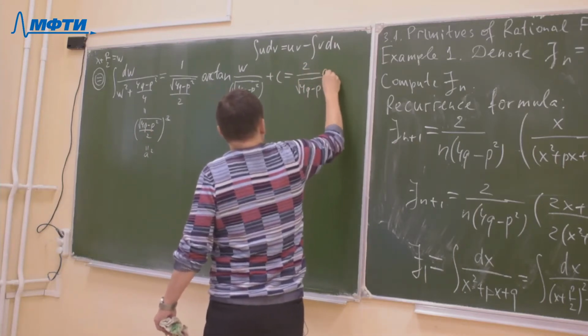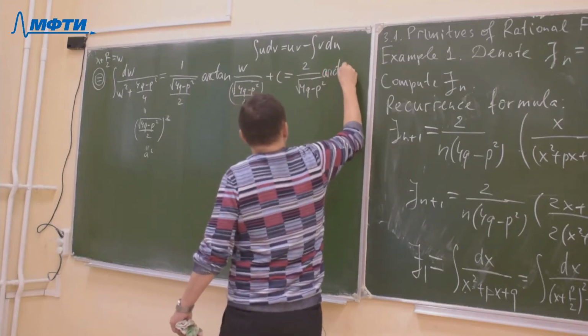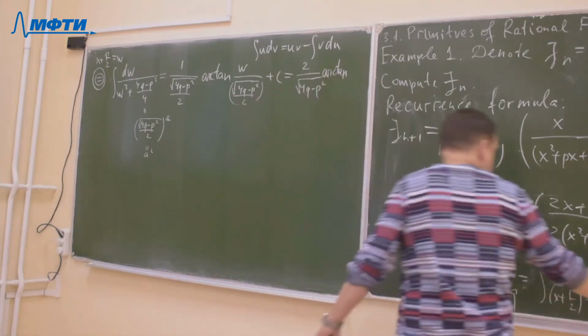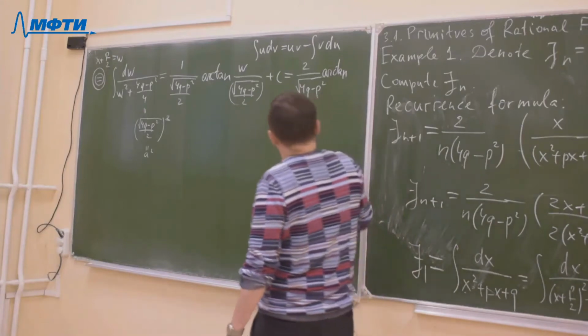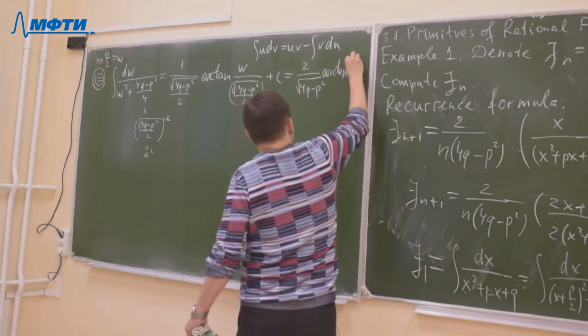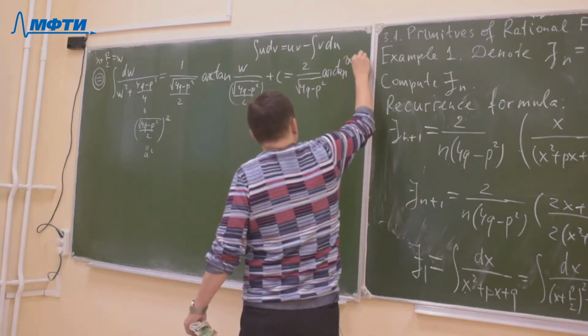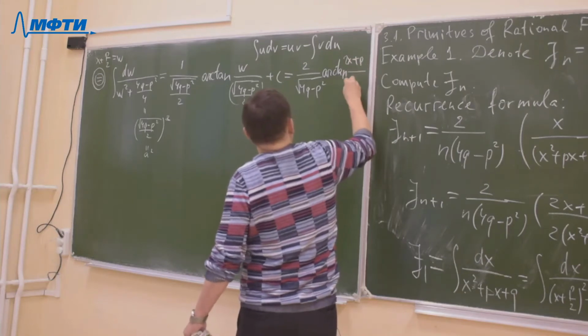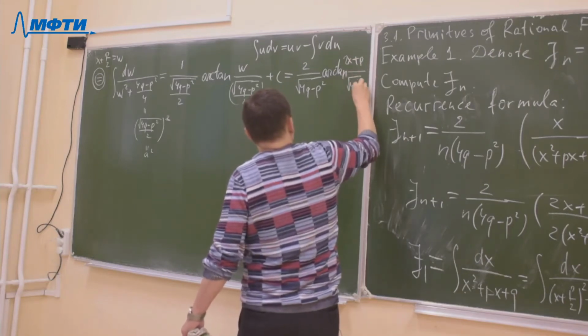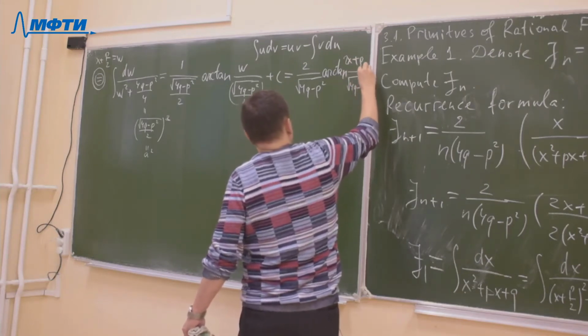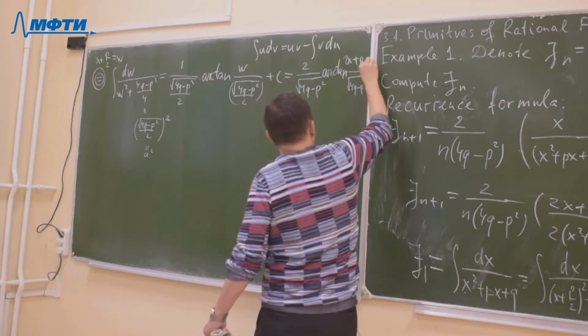That is, 2 over square root of 4q minus p squared, arctan of (x plus p over 2 is w) (2x plus p) over square root of 4q minus p squared, plus c.